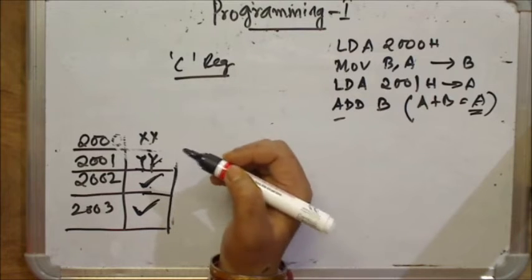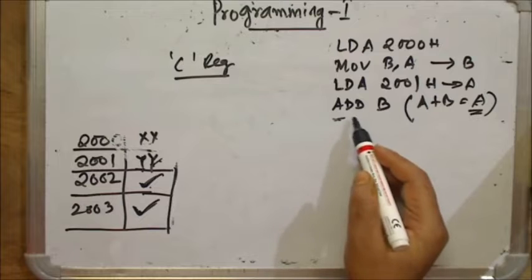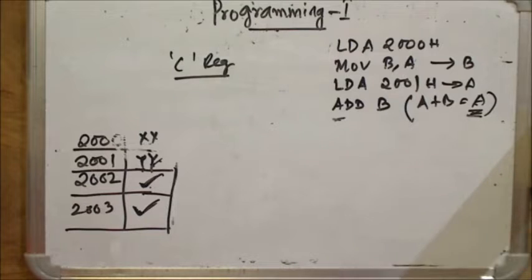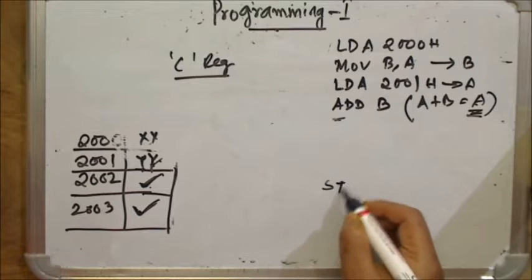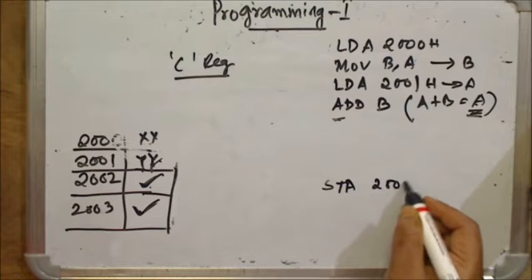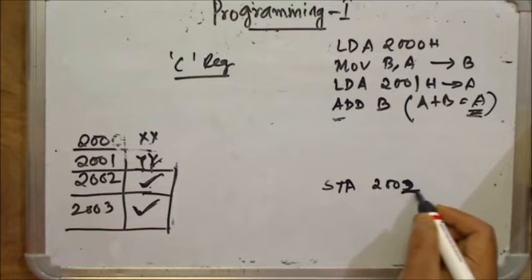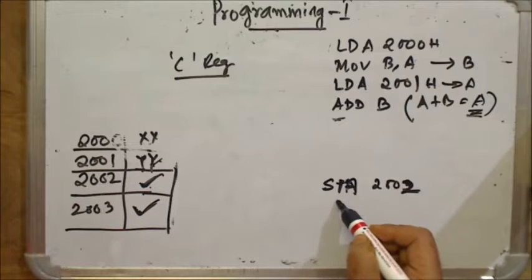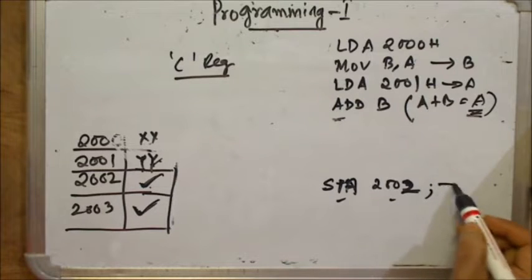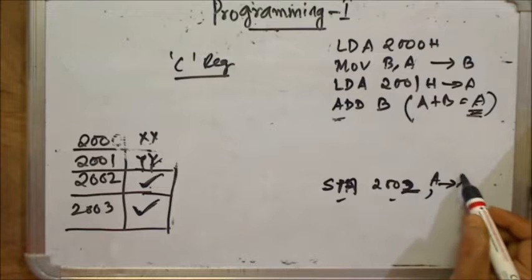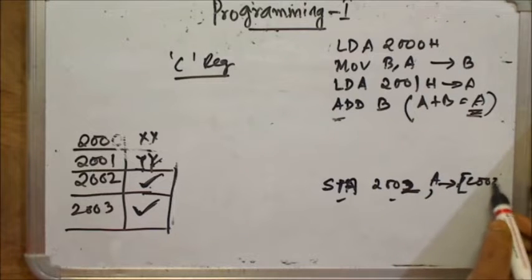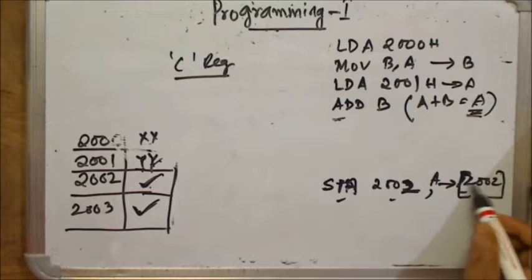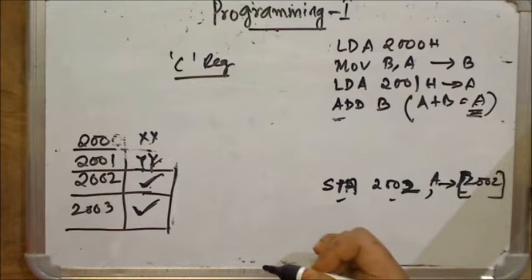Now after you write ADD B, where the result is stored in A, you store it in memory location 2002 as told in the question. STA 2002. So whatever data is there in A will get stored in 2002.